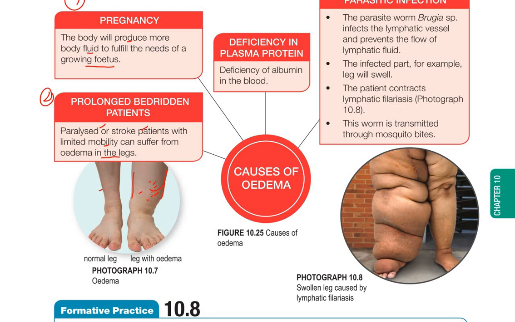Okay, and then the third is the deficiency in plasma protein, deficiency of albumin in the blood. So albumin functions to control the osmotic pressure. Okay, so that's why it helps control the water inside the body, right? So when there is a deficiency of albumin in the blood, something will occur with the osmotic pressure, maybe low water, high water, and so on.